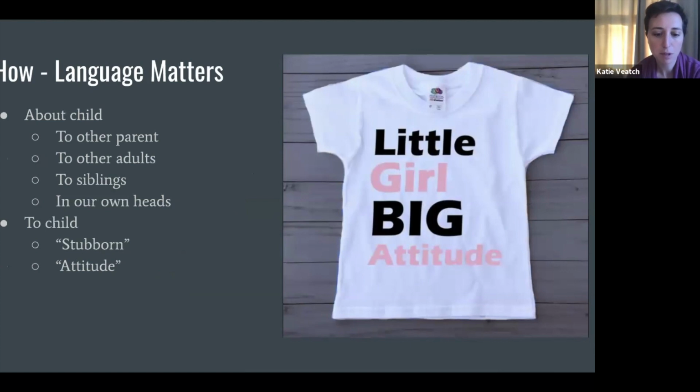Language is really, really important. The way we talk about our children, to other parents, other nannies, other adults, the siblings, and in our own heads, the way we think about our children is a big deal. If you've ever been pregnant or known someone who's pregnant and gone past their due date, a lot of times people will say, "Oh, I guess you got a stubborn one in there." Even before birth, when we say someone is stubborn, we create an energy around that. It doesn't seem like a big deal, but when we say these words, it impacts our children and they hear it.